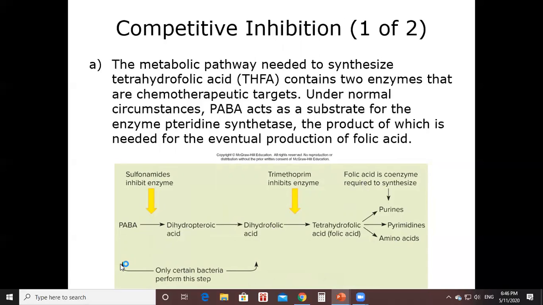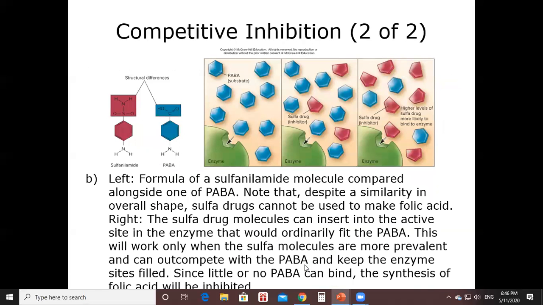So what's important about this is only certain bacteria perform this step. And so only certain bacteria are affected at this step. So that means that if you use sulfa drugs, it will not affect humans in terms of stopping this process to get folic acid, just the bacteria that actually rely on this step to get folic acid. And that's part of competitive inhibition.